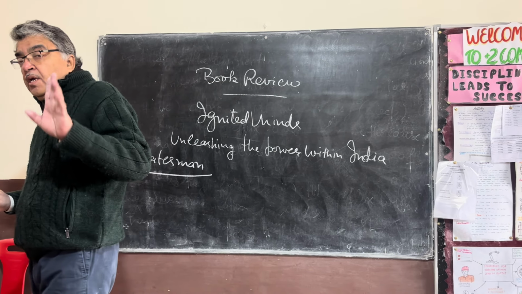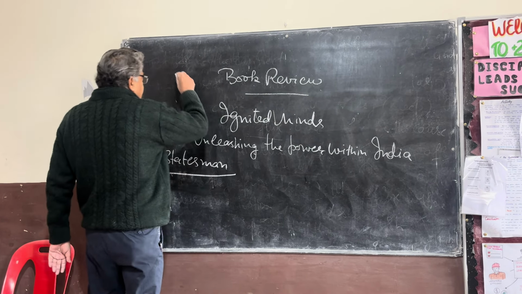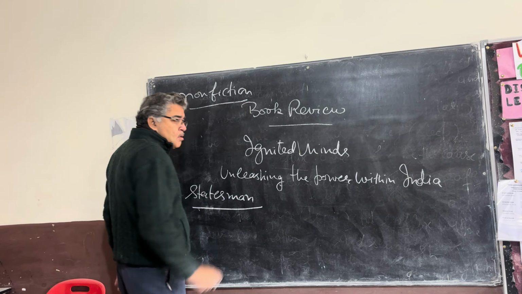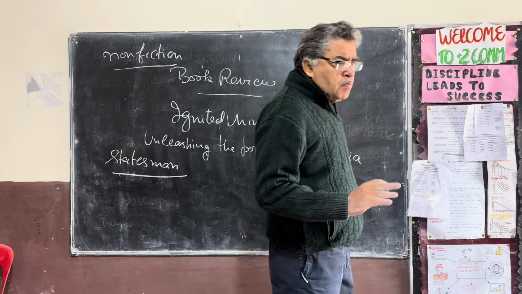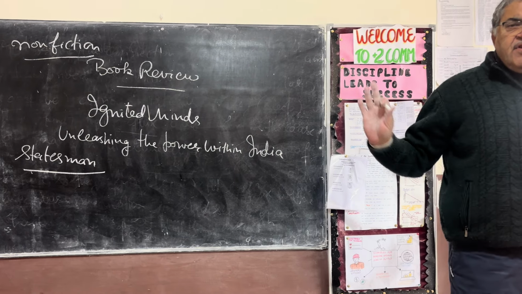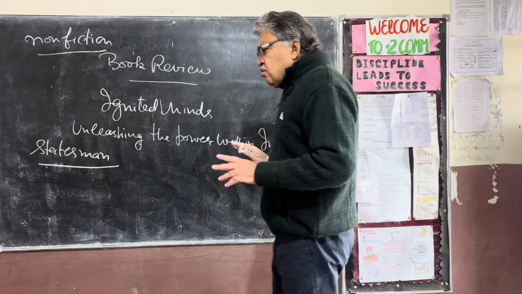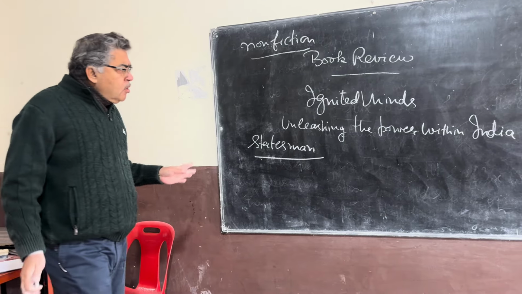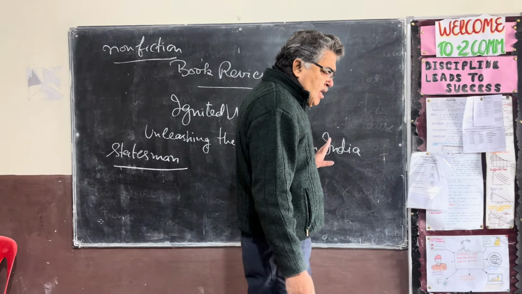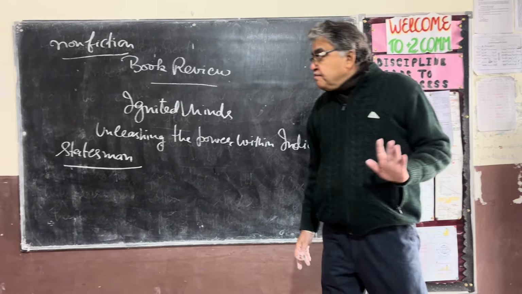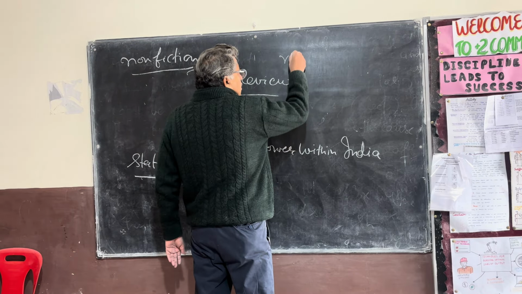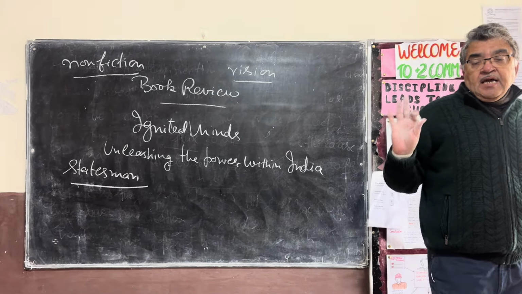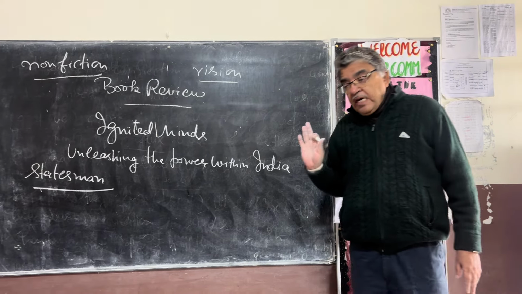This is a non-fiction book. What kind of book is this? A non-fiction book. This is how we write the word non-fiction. It is a highly motivational book for everyone. Now, the question that comes to our mind is, what do we have in this book? In this book, Dr. APJ Abdul Kalam has given us all a vision of developed India. What kind of India? Developed India.